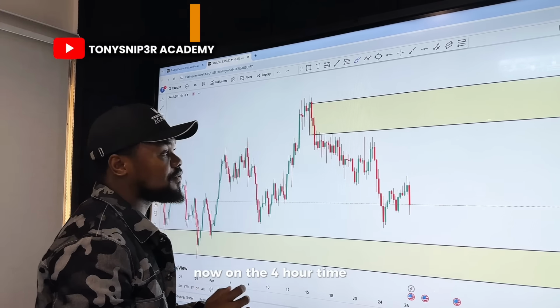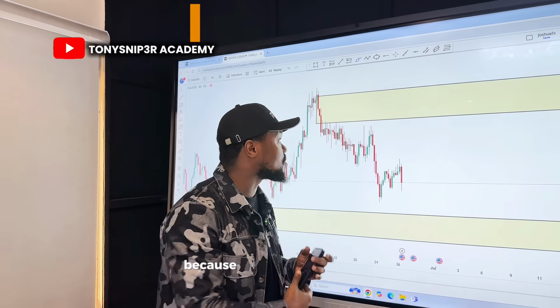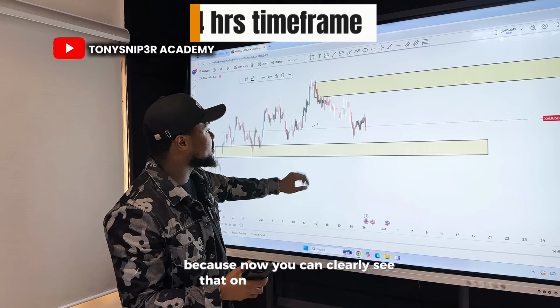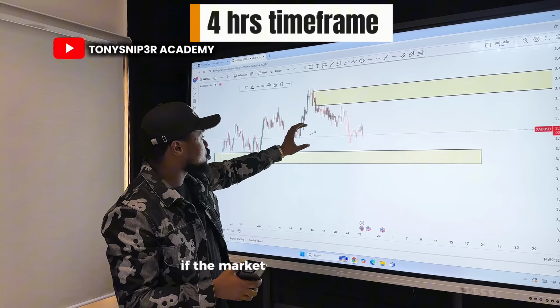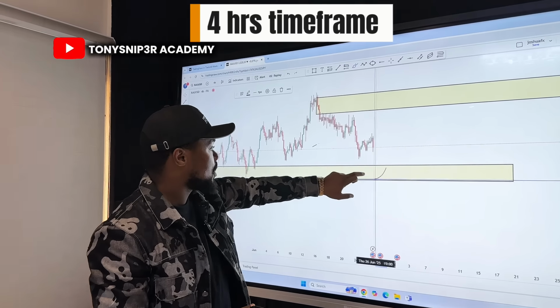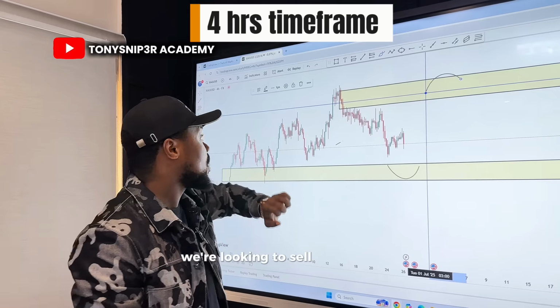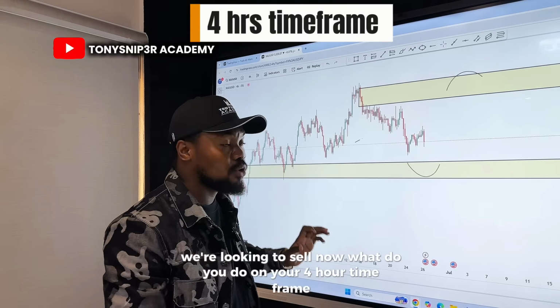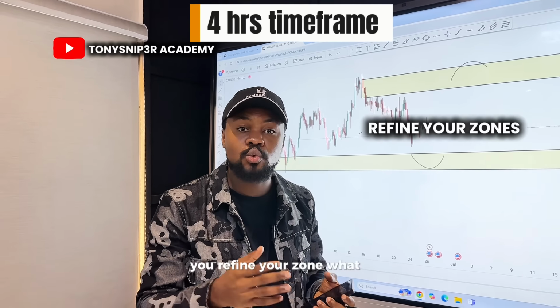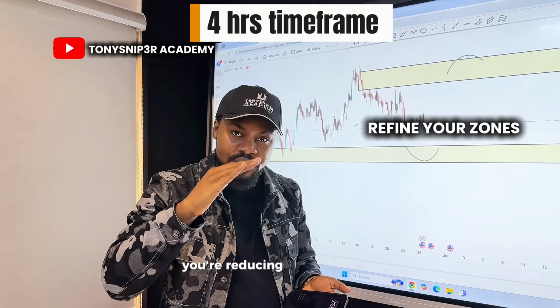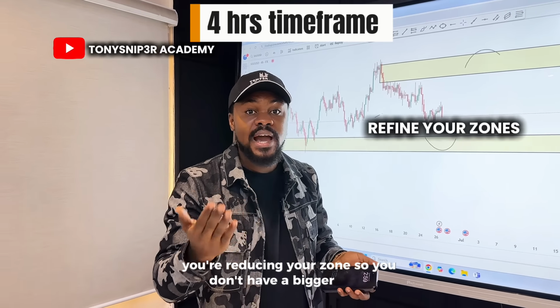Now, on the 4 hour time frame, this is where the real work begins, because now we can clearly see that on the daily time frame, if the market should come to this point here, we're looking to buy, and if the market should come to this point, we're looking to sell. Now, what do you do on your 4 hour time frame? You refine your zone. What do I mean by refining your zone? You're reducing your zone so you don't have a bigger SL.